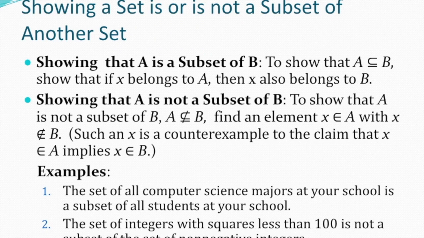So for example, the set of all computer science majors at your school is a subset of all students at your school. That's a true one. Now the set of integers with squares less than 100 is not a subset of the set of non-negative integers. That's a false one.